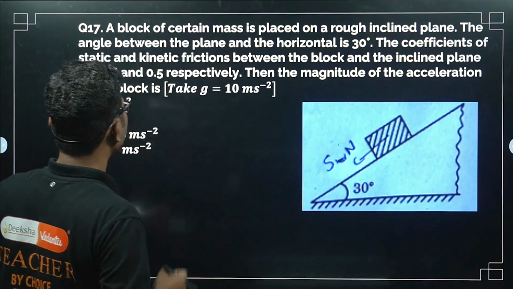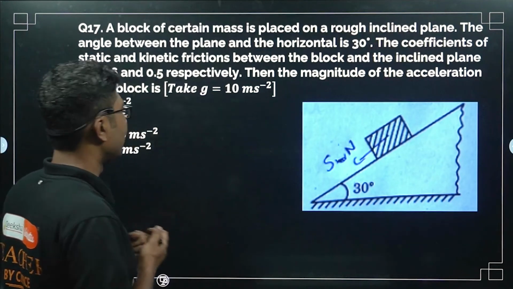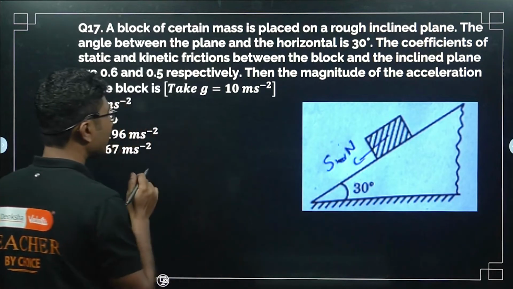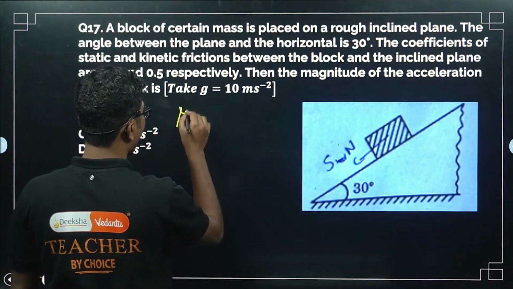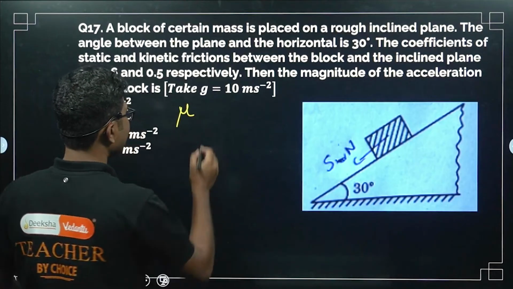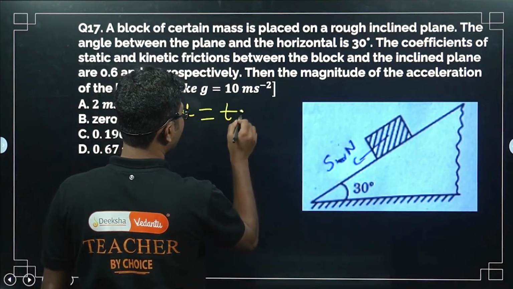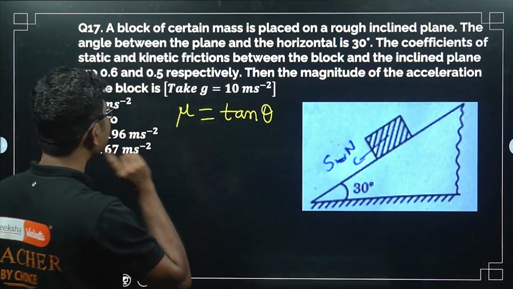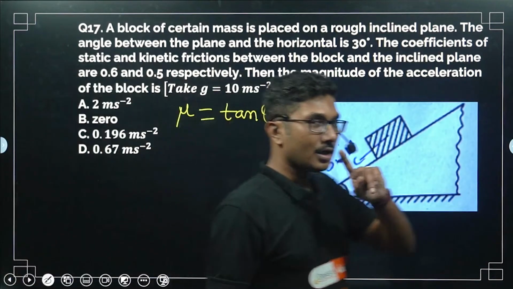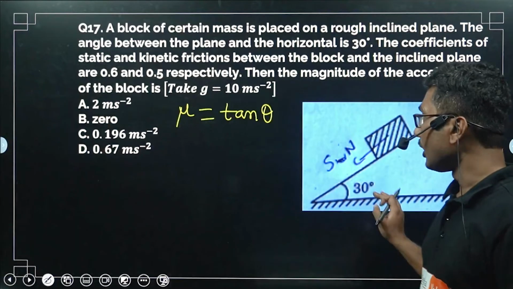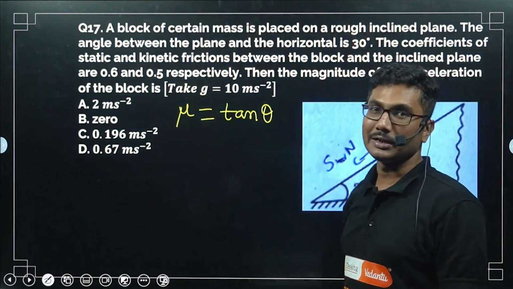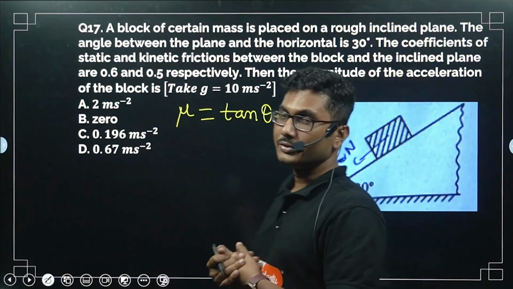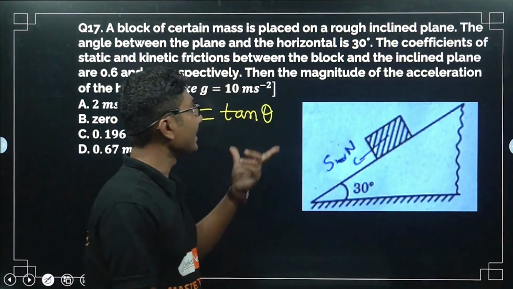So we have to remember that there is a thing called angle of repose. For the angle of repose, mu is equal to tan theta. You can calculate this value. See, one more logical thinking question. Not enough data is given in this question. They have given you some random values, only mu is given and the angle is given.